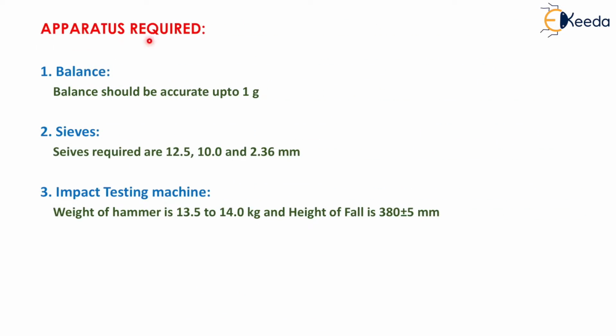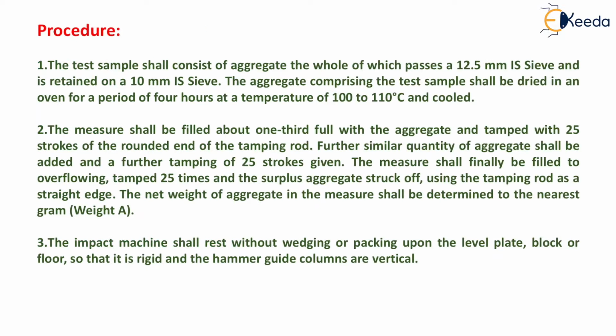Now apparatus required will be first the balance, that is balance should be accurate up to 1 gram. Next one is sieve. Sieves required are 12.5 mm, 10 mm and 2.36 mm. Impact testing machine, that is weight of hammer is 13.5 to 14 kg and height of fall is 380 plus minus 5 mm. Now the procedure of impact test.